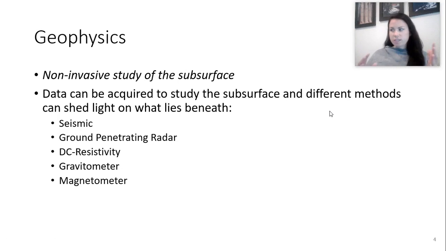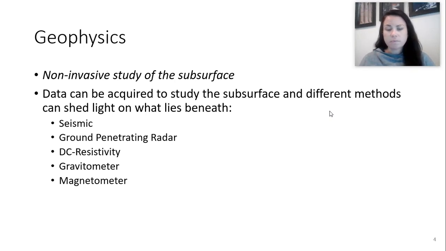So what is geophysics? Geophysics is the non-invasive study of the subsurface. What I mean by that is, when we've talked about geology, it's usually about what we see at the surface and how we can deduce things about what's happening in the surface or in the subsurface based on what we see.